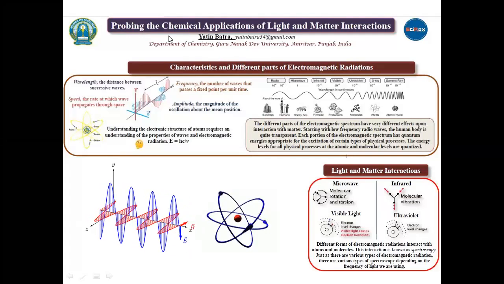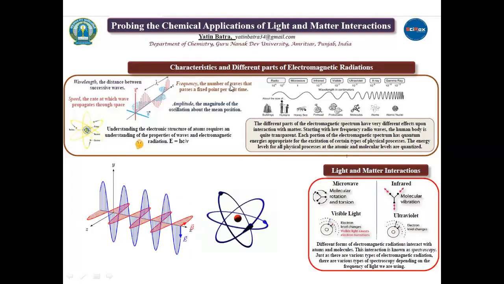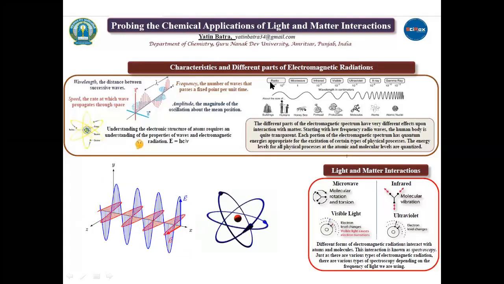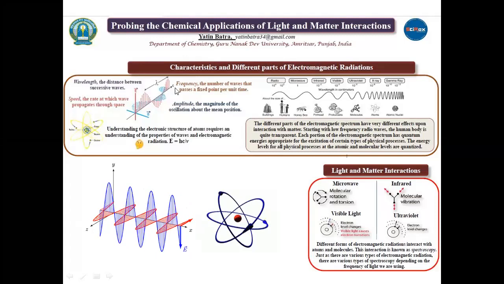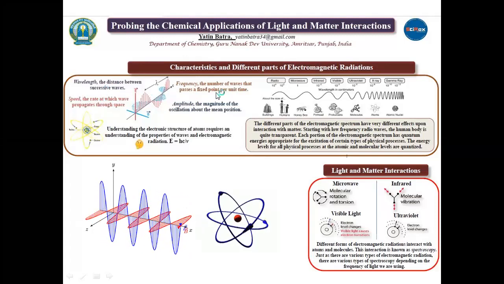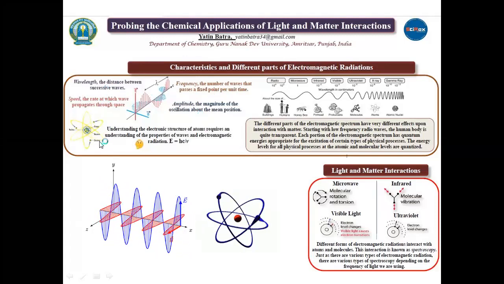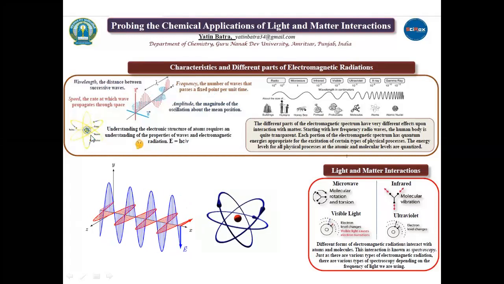Today I'm going to present my poster on probing the chemical applications of light and matter interaction. At first, I have shown the characteristics and different parts of the electromagnetic radiations. The characteristics listed here are the wavelength, speed, frequency, and amplitude, which are required to understand the molecular structure.